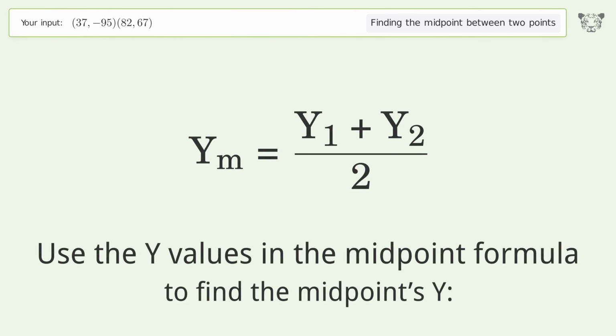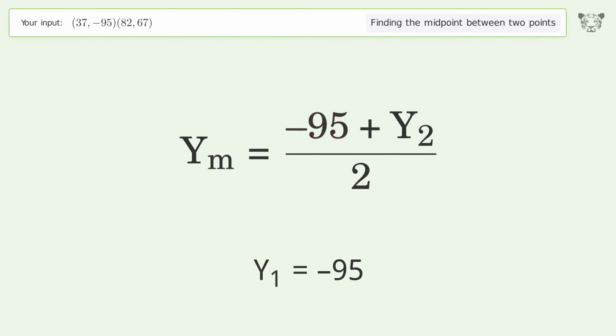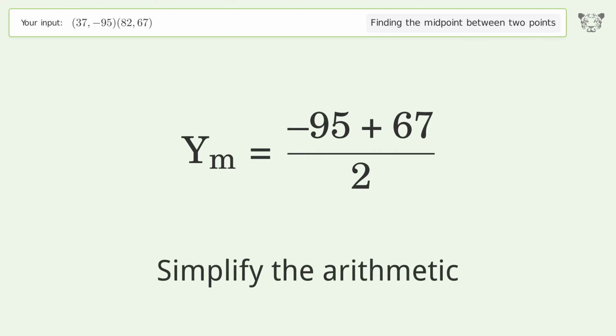Use the y values in the midpoint formula to find the midpoint's y. y1 equals negative 95. y2 equals 67. Simplify the arithmetic.